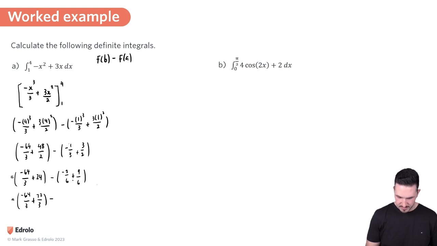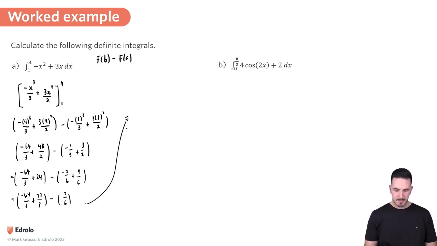Then minus 7 on 6 up here for the time being. Negative 64 plus 72, 72 is going to give us positive 8. So we've got 8 on 3 minus 7 on 6. Multiply the left fraction by 2. So again, you always need to have the same denominator.